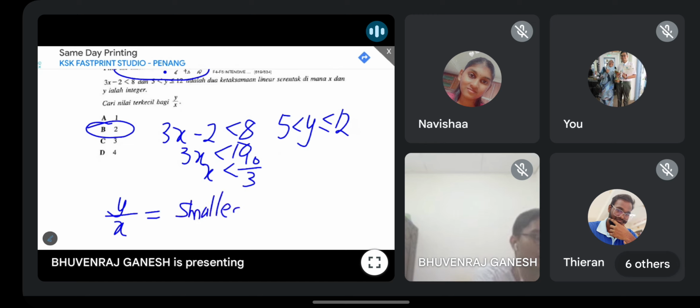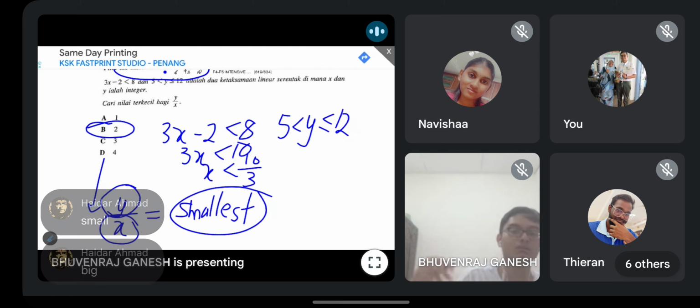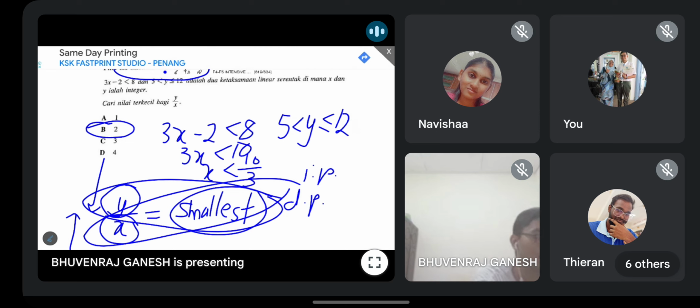So guys, can I ask you basic mathematics? Should the value of y be big or small to get a small answer? Adakah nilai y kena besar atau kecil untuk dapat jawapan kecil? Small. How about the x? Should the x be big or small to get small? Yes, big. Physics, guys: directly proportional, inversely proportional. These two are directly proportional. These two are inversely proportional. So that's why top is small, bottom is big. So then you choose accordingly.